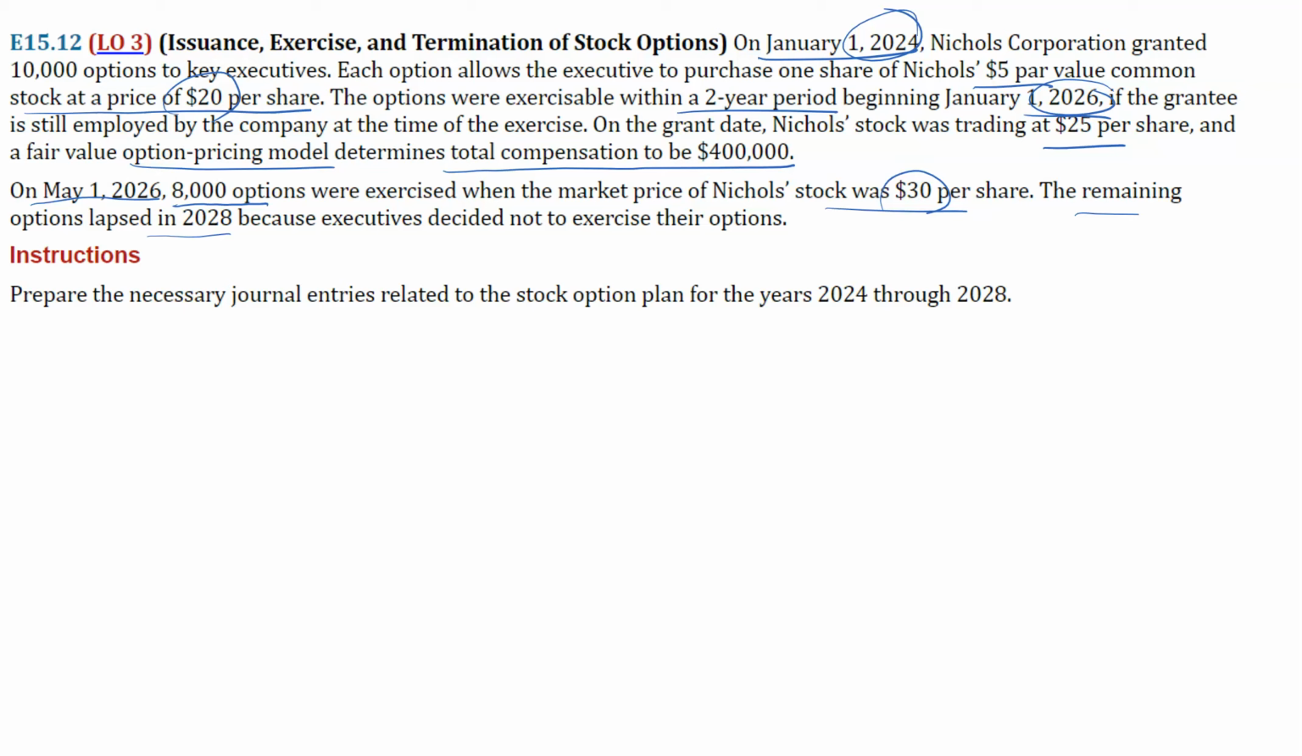Now we have to do the journal entries. First, let's do the journal entry on January 1st, 2024, when options were granted. Remember, when we do the stock option compensation plan, on the grant date we do not record any journal entry. We just determine the compensation expense. So here you can write it down: no entry.